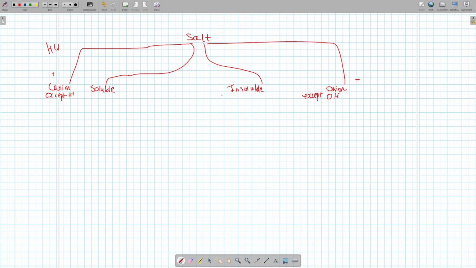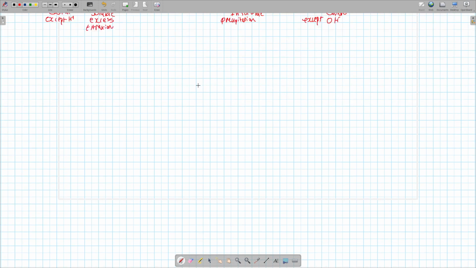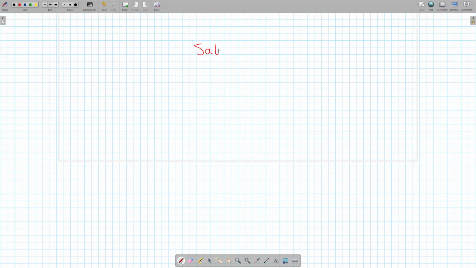The insoluble salts are made through precipitation reactions. The soluble salts are made through the excess method and titration. Okay, so this is a general overview. Now, I'm going to focus on these two arrows that I just drew. I'm going to draw a new diagram for salts.